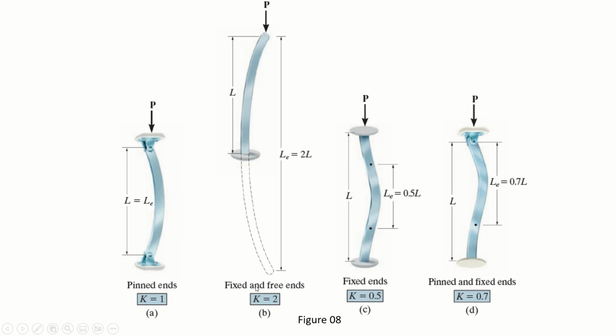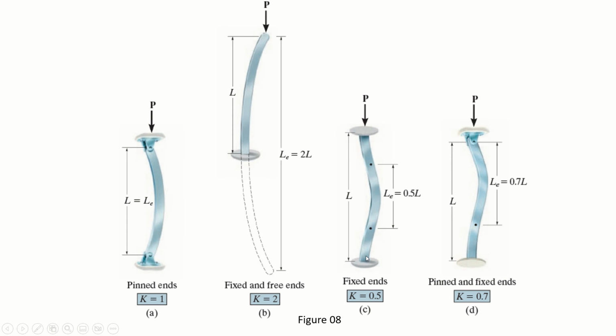Now the second one is fixed and free ends. One end is fixed and the other end is free. So when the load is applied, it will bend like this, but it is not a complete shape, right? So you have to make it complete by assuming another part. So in this case, 2 times the length will be used in the buckling. Right here the k was 1, so k is a factor which shows how much length will be effective. Le is your effective length, right?